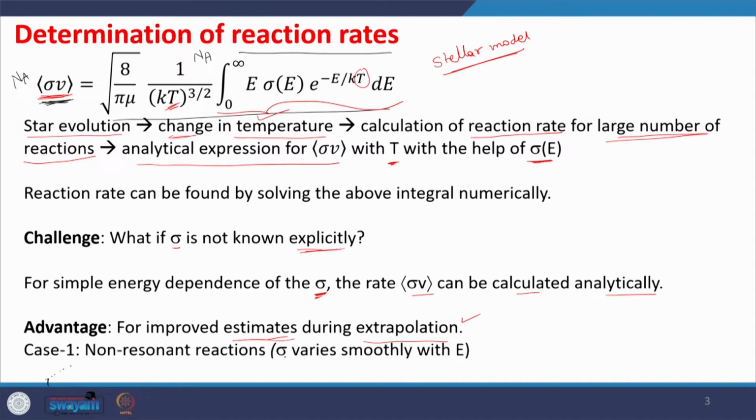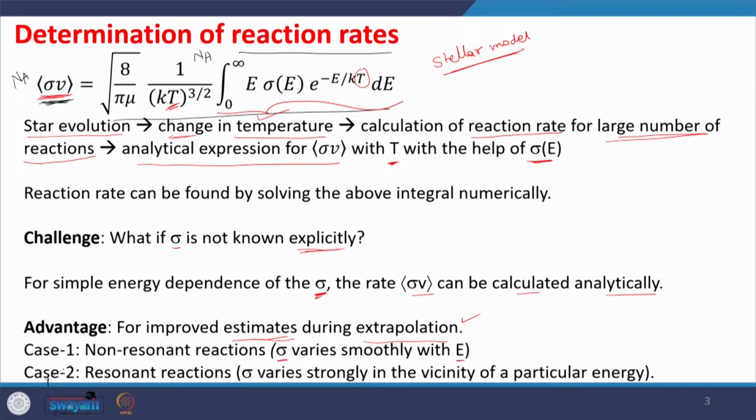Now, if the cross section varies smoothly with energy, then those reactions are called non-resonant reactions. Whereas, if the cross section varies suddenly and strongly in the vicinity of a specific energy, then those reactions are called resonant reactions. All right. So, nuclear reactions in which the cross section varies smoothly, with no sudden change in the cross section, we can term as non-resonant nuclear reactions. Whereas, depending on the combination of target and projectile and the energy values available, there is a possibility that the cross section can vary drastically in the vicinity of a specific energy value. This kind of nuclear reaction is called a resonant reaction.